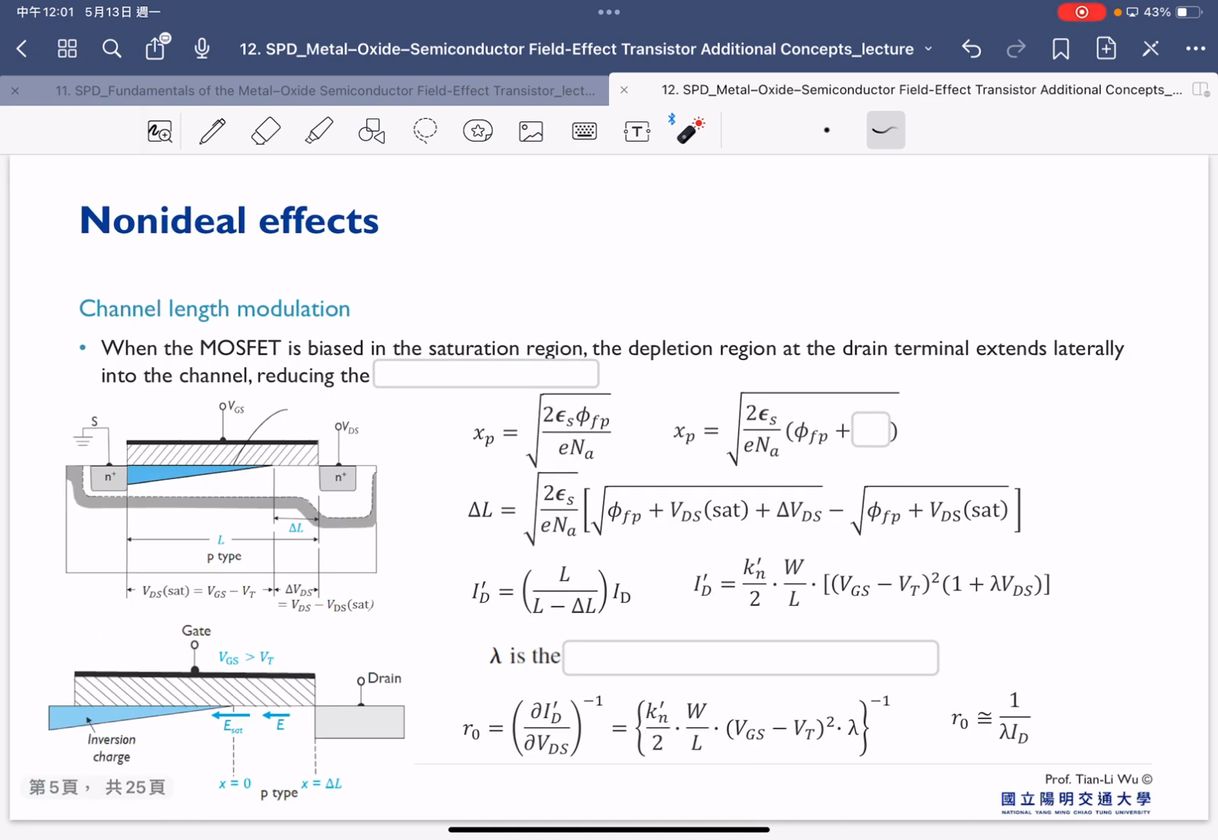The next topic is the channel length modulation. This happens when the MOSFET is biased in the saturation region. The depletion region at the drain terminal extends laterally into the channel, and in the end we reduce the effective channel length.